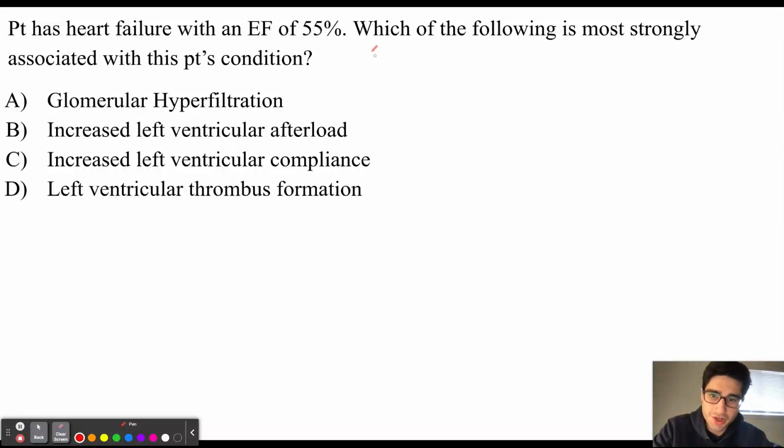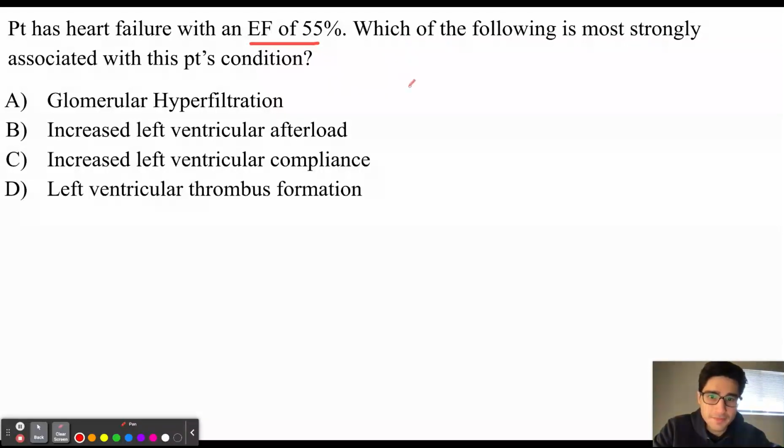Patient has heart failure with an ejection fraction of 55%. Which of the following is most strongly associated with this patient's condition? Now, this patient has heart failure with preserved ejection fraction. This most commonly occurs due to a diastolic dysfunction.